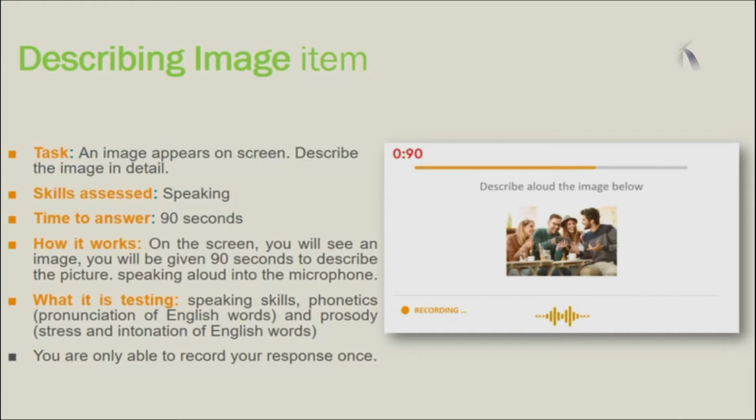On the screen, you will see an image. You will be given 90 seconds to describe the picture, speaking aloud into the microphone. What is testing? Speaking skills, phonetics, and prosody. You are only able to record your response once.